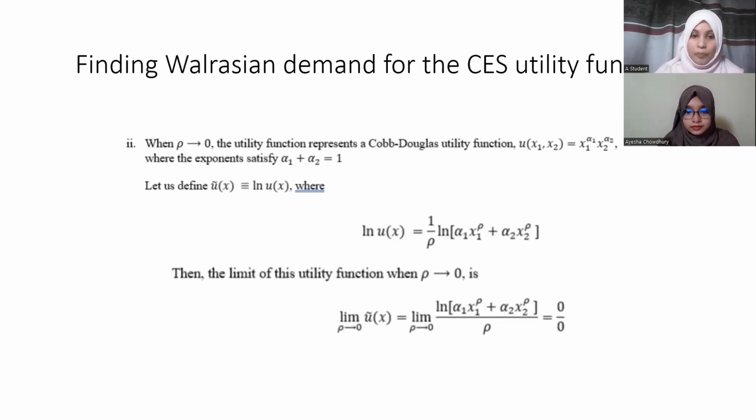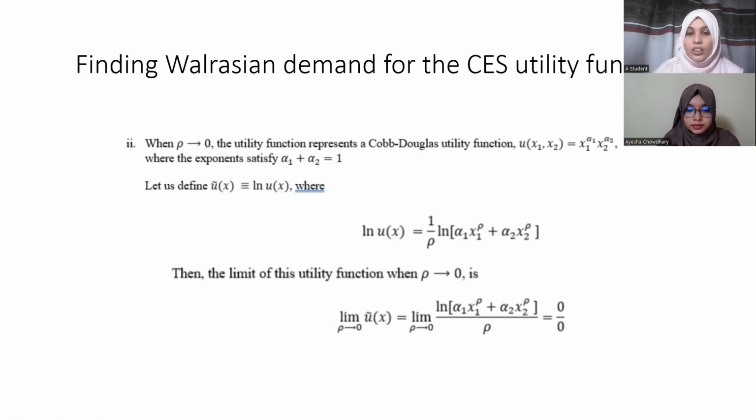Now, where rho tends to 0, it represents the Cobb-Douglas utility function u(x1, x2) equals x1 to the power alpha 1 times x2 to the power alpha 2, where the exponents satisfy alpha 1 plus alpha 2 equals 1. Let us define u tilde of x equals ln u of x, where ln u of x equals 1 by rho ln of alpha 1 x1 to the power rho plus alpha 2 x2 to the power rho.